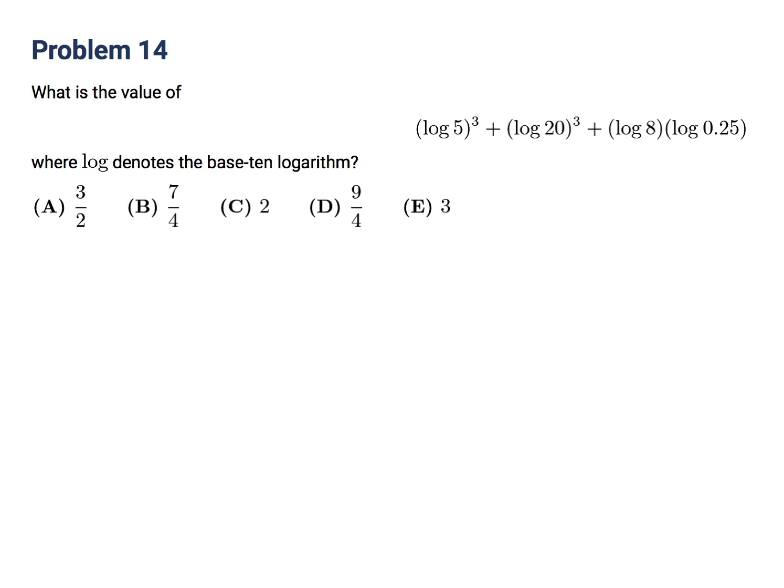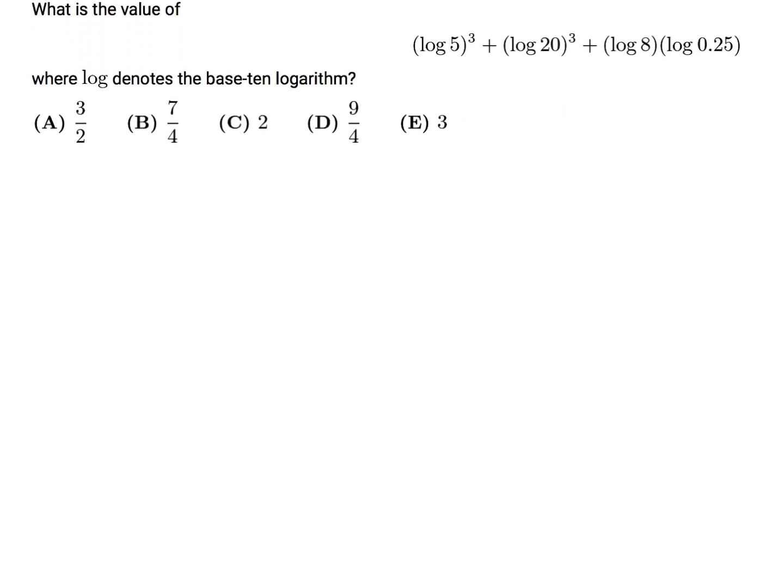What is the value of log 5 to the exponent 3 plus log 20 to the exponent 3 plus log 8 times log 0.25, where log denotes the base 10 logarithm?